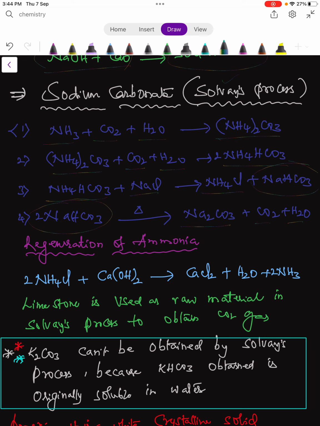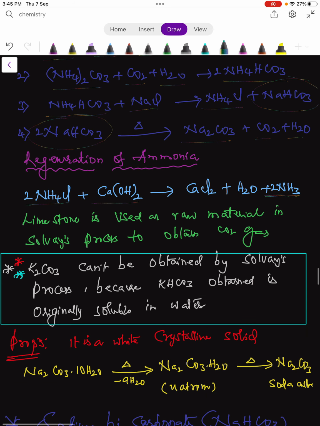If you want to regenerate the ammonia, it is simple: ammonium chloride is treated with calcium hydroxide so that ammonia is regenerated. This ammonia can again be used for the production of sodium carbonate by the Solvay process.